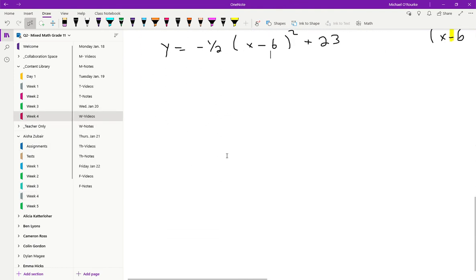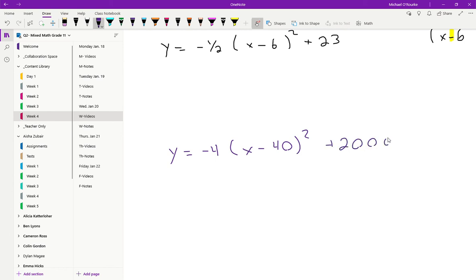I'm going to make up an equation here. Okay, let's just make one up that says like y equals negative 4 times the bracket x minus 40, squared, plus 2000. And let's say, for example, this was the question that had this equation.